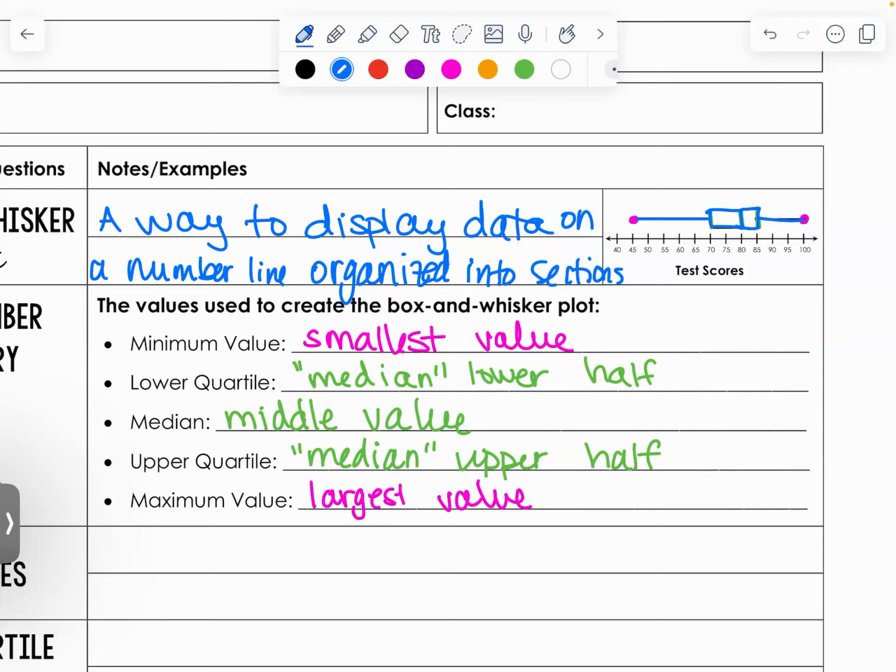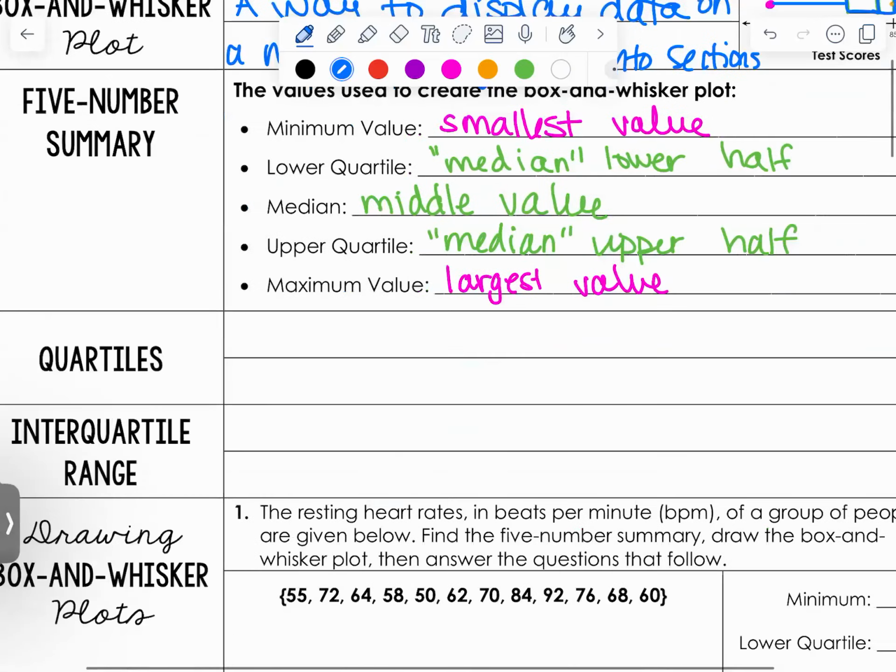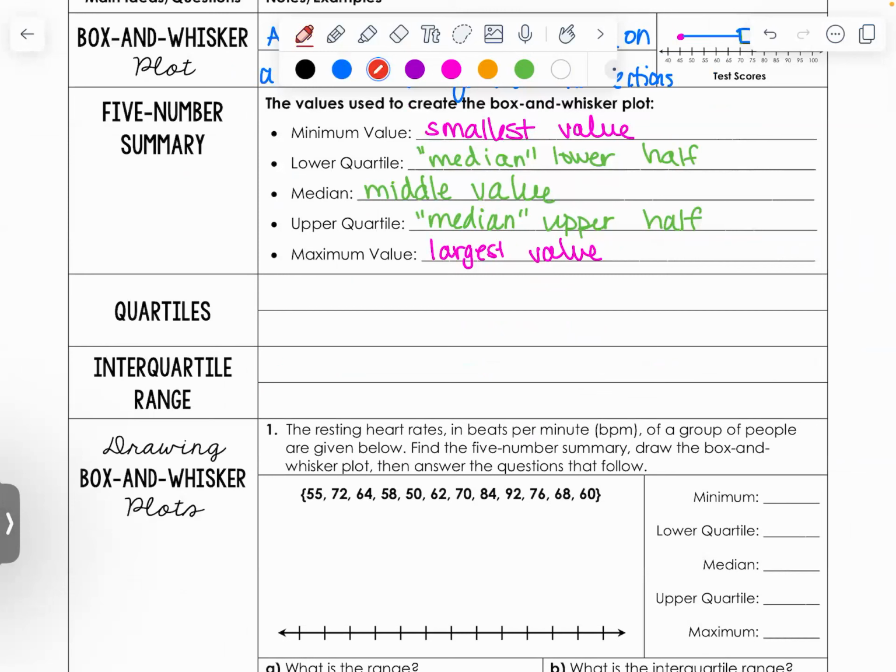Isn't that great? It is amazing. Okay, so I want you to write down that our quartiles are our 4 sections of data that are 25% each. A quarter of the data is in the left, a quarter of the data is in the right.